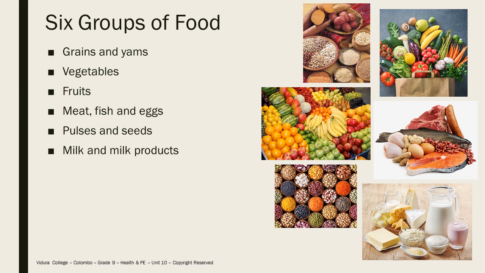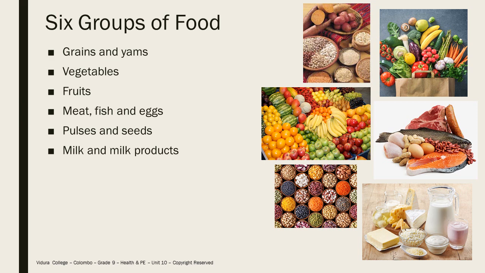There are 6 groups of food: grains and yams, vegetables, fruits, meat, fish and eggs, pulses and seeds, milk and milk products. Examples for grains are wheat, rice, cornmeal, oats and barley. Using these grains, you make products like bread, pasta and cereals. Yams are edible tubers such as manioc, sweet potato and potatoes. Examples for vegetables are carrot, cucumbers, cabbages, eggplant, and green leaves.